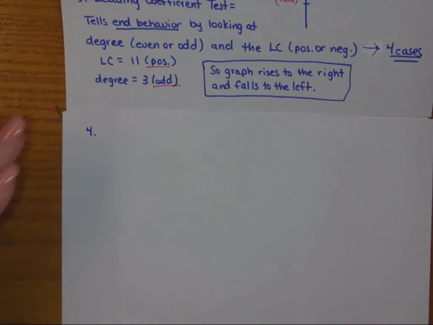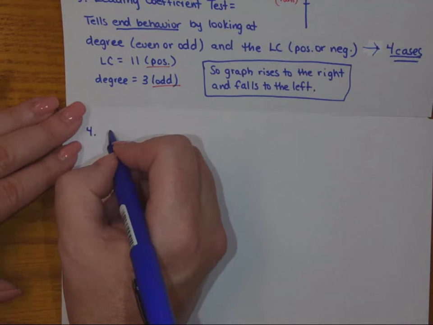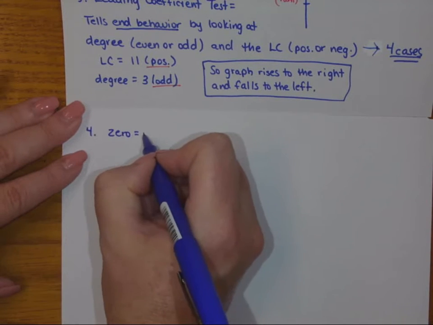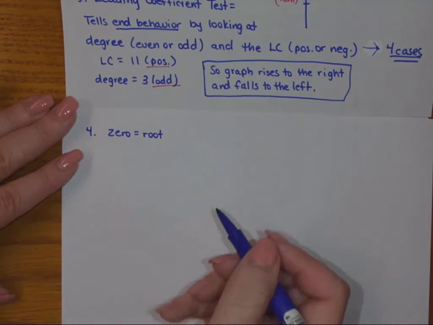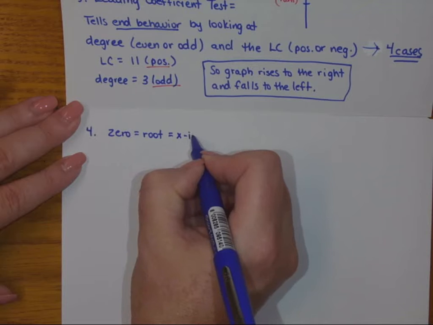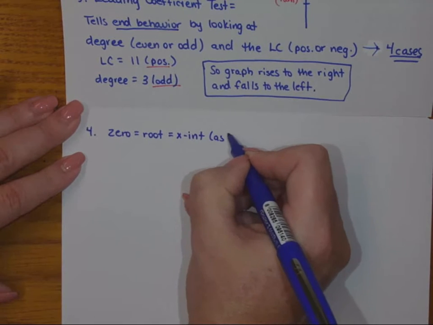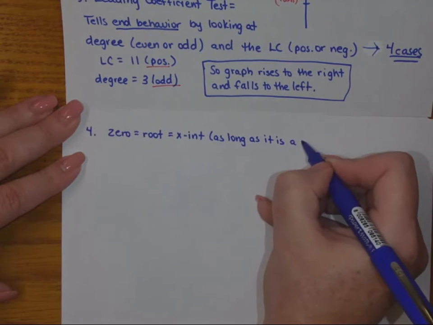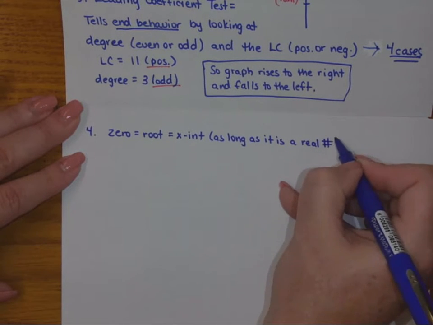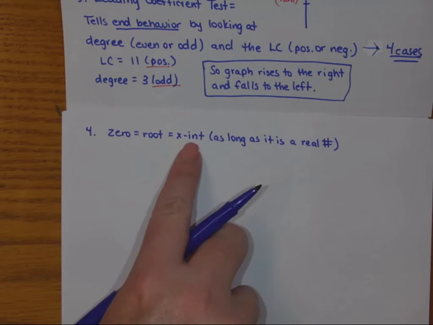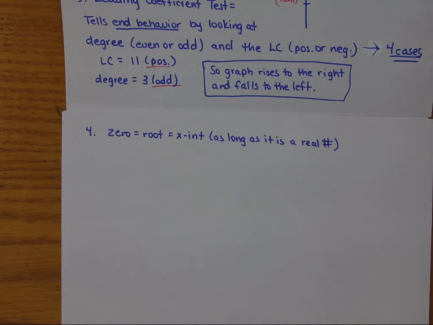All right, so for number 4, I ask you to find the zeros and then the multiplicity of each. Just remember that 0 is just another name for a root. It can also be an x-intercept as long as it's a real number. So these 3 terms are used interchangeably, but just know that a 0 or a root that is imaginary wouldn't also be an x-intercept. It would not be because we wouldn't be able to graph it.